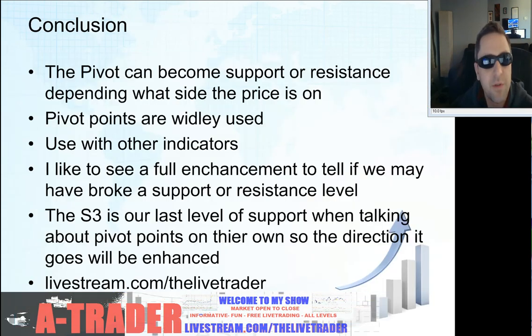In conclusion, the pivot can become support or resistance depending on what side of price it is on. Pivot points are widely used from at-home traders to floor traders. Used with the other indicators, I like to see a full enhancement to tell if we may have broken support or resistance levels. Once you've fully got your full enhancements of a break, the moves are usually stronger. There's Dow theory within that.